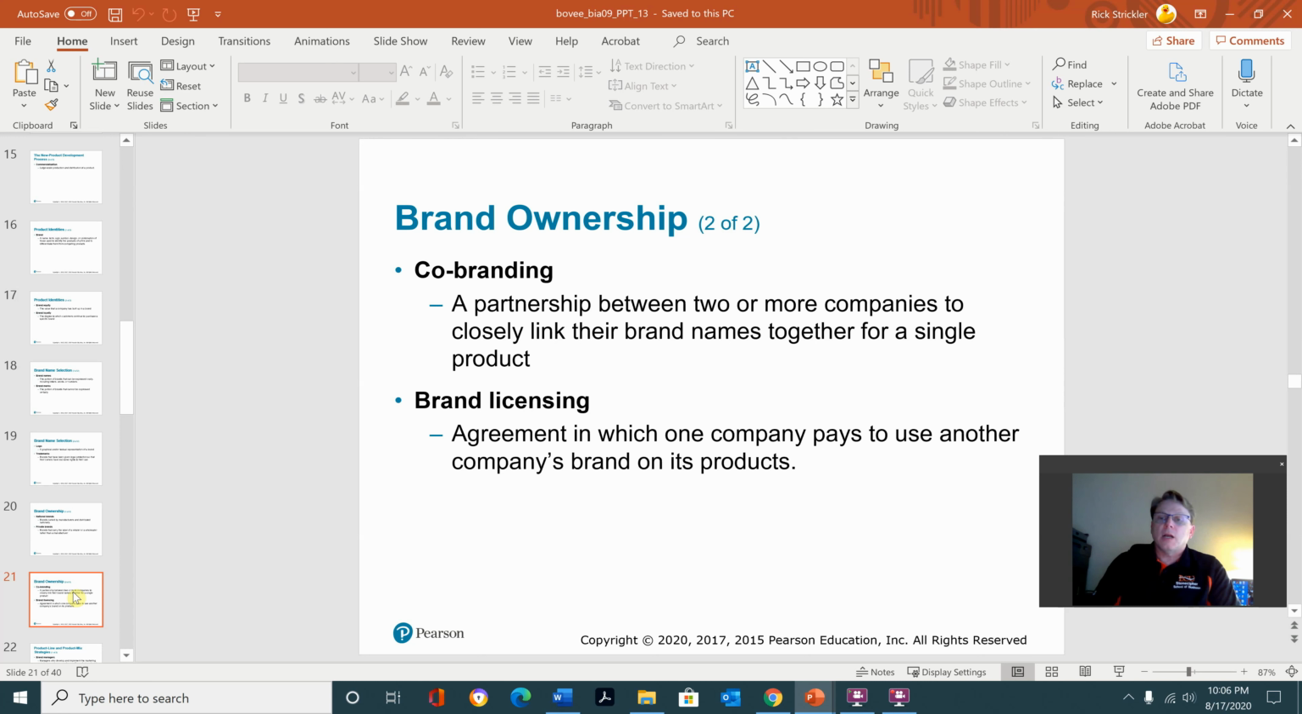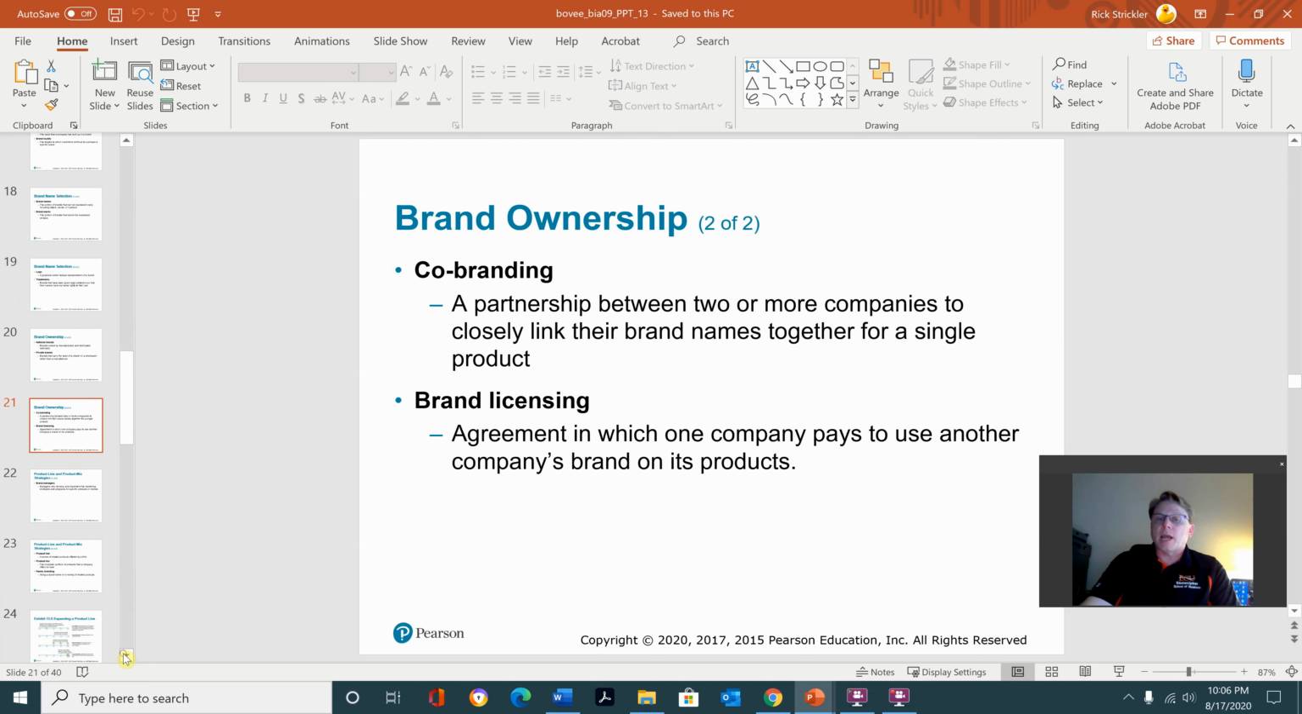Brand licensing, that's what most of the universities do. They don't actually make the products, they just license out the right to use their logo, and the company that's using it pays a licensing fee to put it on products. So when you buy a sweatshirt or a hat or something that has a university name or logo, then that company paid a fee to that university for the right to do that.